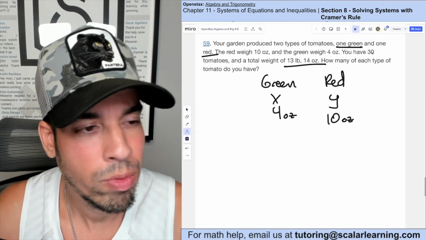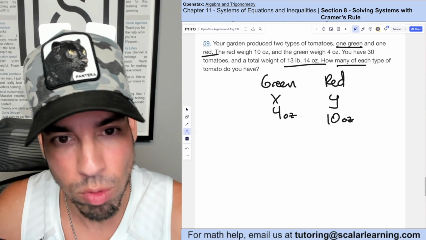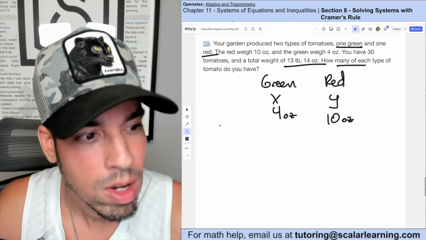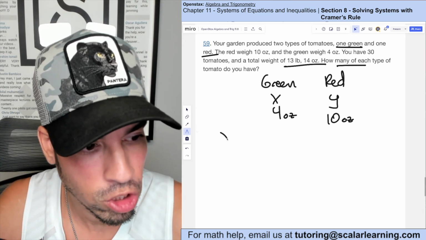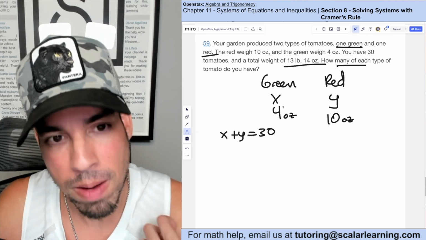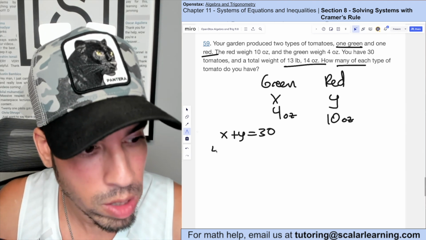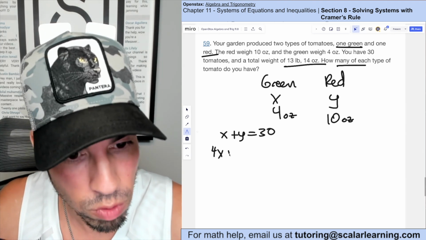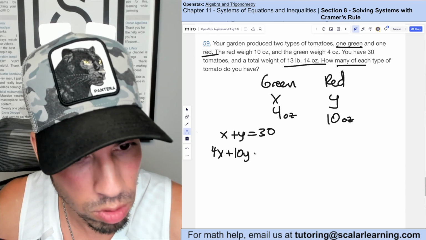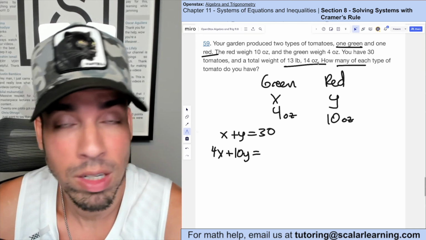All right, so if we have 30 tomatoes total and X and Y are the number, and that's what we're solving for, right? How many of each do you have? We have our first equation, which is just X plus Y equals a total of 30, all right? Now we have a second equation for the total weight, which is the total weight of the green is 4 times the number of green plus 10 times the number of red. And what does this equal? Should we say 13 pounds and 14 ounces? No, we can't do that.